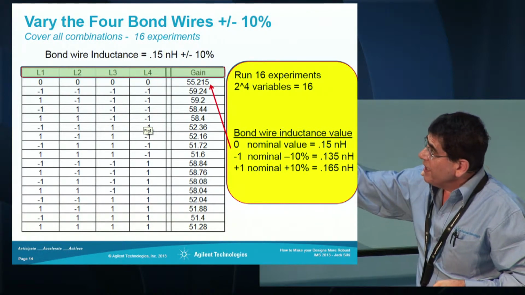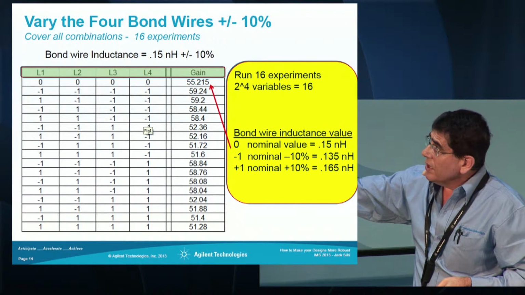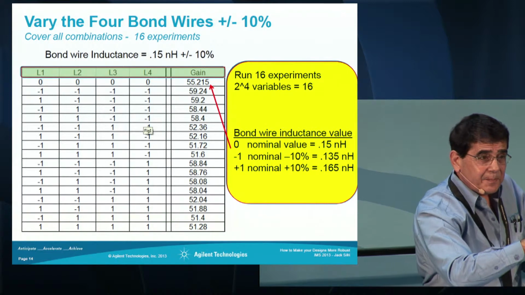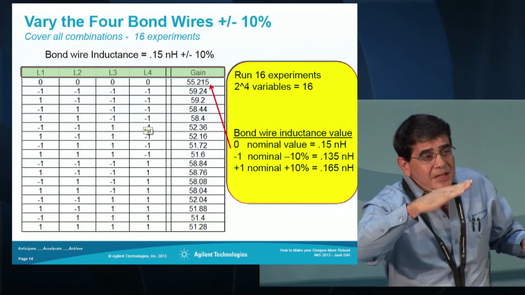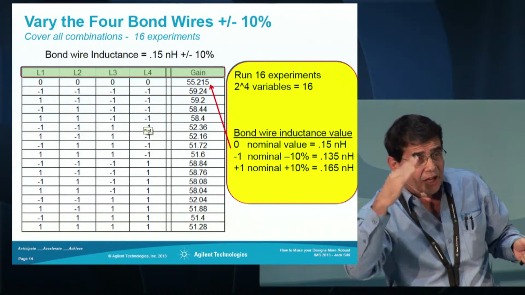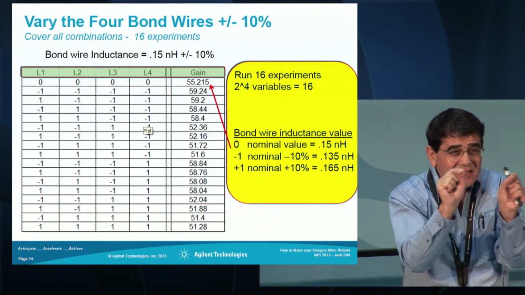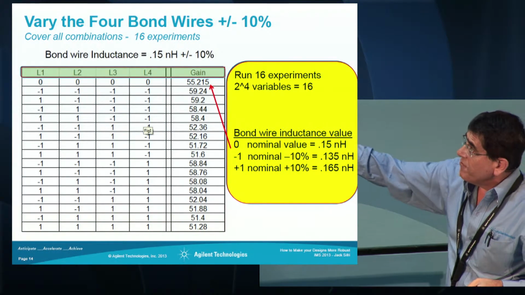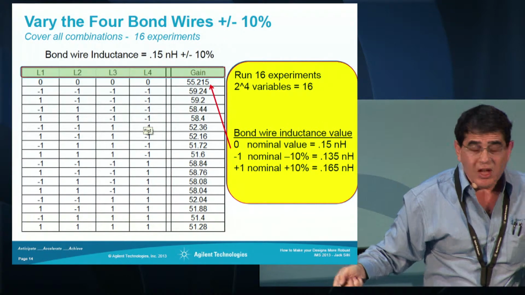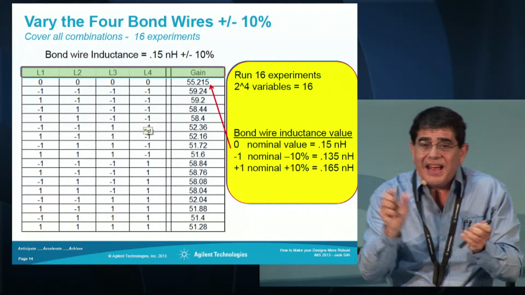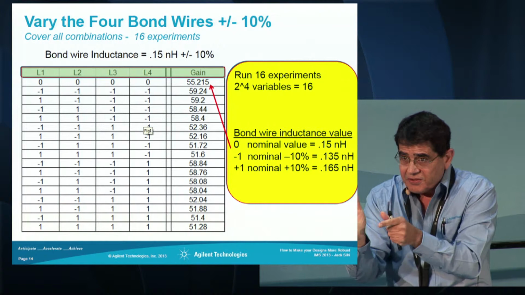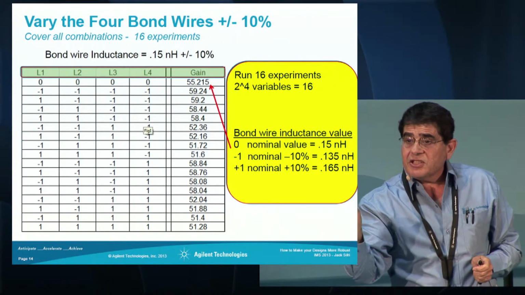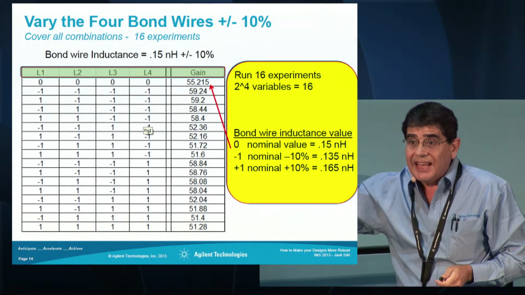But now I have a variation here. When I have minus one, that means the inductor is 5% less. And if I have plus one, that means the inductor is 5% higher, a bit higher or lower. So notice I have all the combinations, because I have four variables, I have 16 experiments of minuses and pluses, just varying that inductor plus or minus 5% from nominal. And I measure the gain. Every time I change the inductance, I simulate and get a different gain.